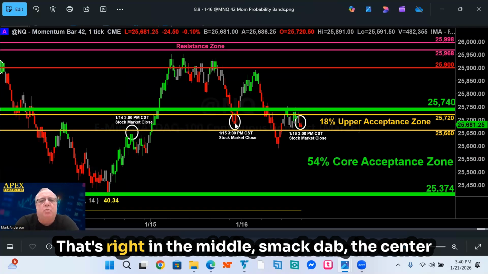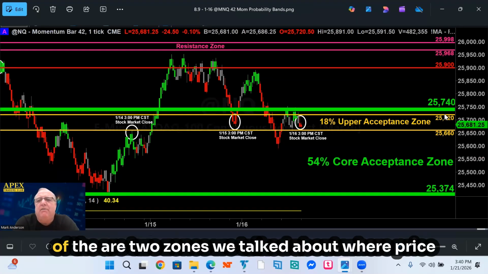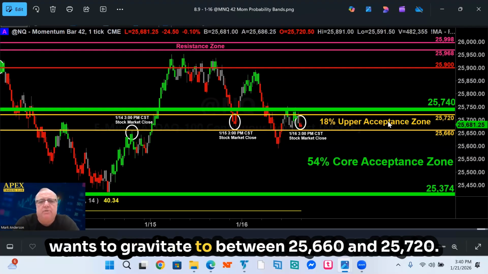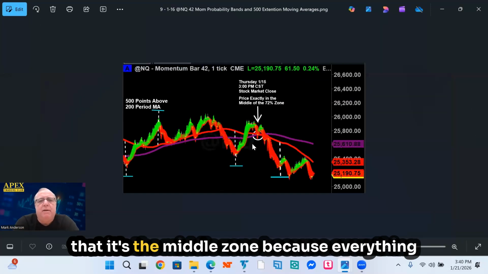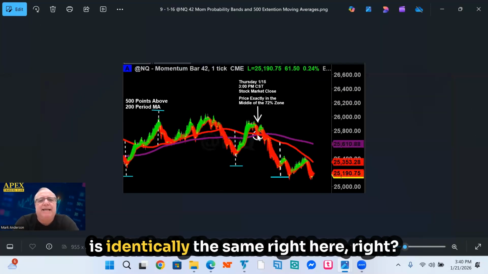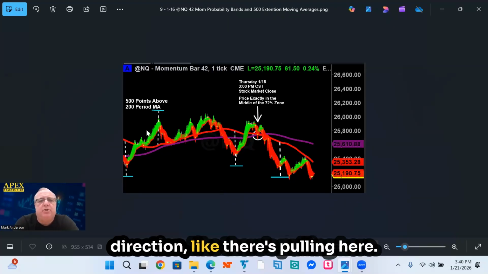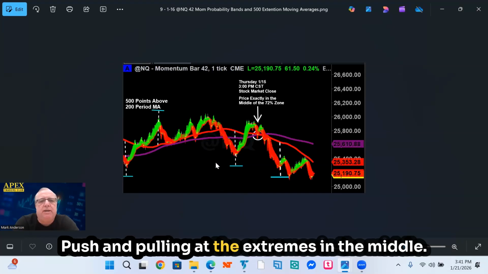Look at that. That's right in the middle, smack dab the center of our two zones we talked about where price wants to gravitate to, between 25,660 and 25,720. It's amazing. And by definition, this is proof that it's the middle zone because everything is identically the same right here, right? There's no pulling in either direction, like there's pushing and pulling at the extremes.